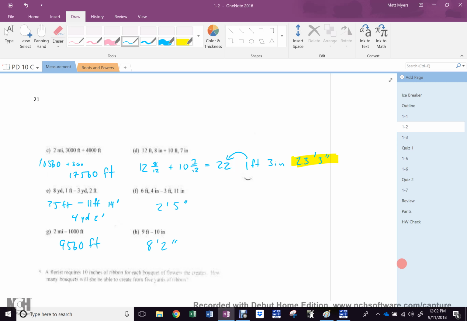Sure. If you were going to answer this in inches, it would have been 98. If you're going to answer that in inches, it would be a really gigantic number, so don't. Miles, that would have been 1 mile and 4,280 feet.